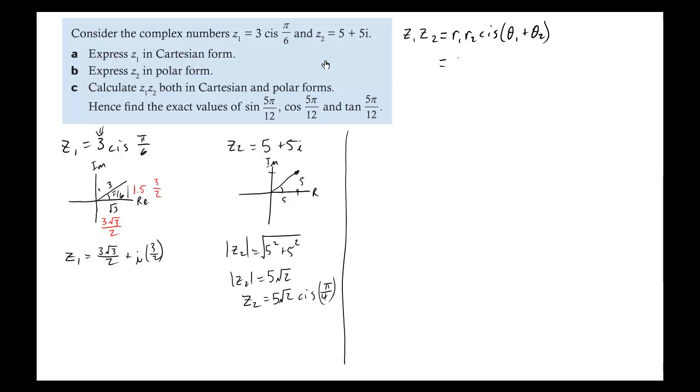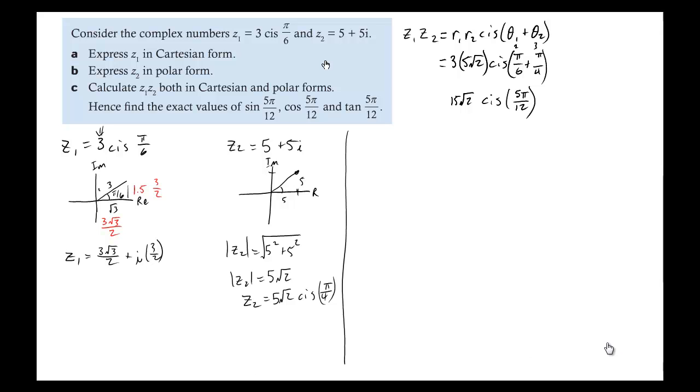So if we go through and do that, looking at the polar coordinates, r1 for z1 was 3, and r2 is the modulus here, 5 root 2, and then cis, where theta 1 was pi over 6 and theta 2 is pi over 4, taken from the arguments. I'm adding the arguments together, and so I end up with 15 root 2 cis, and with a common denominator of 12, that will be 2 pi over 12 plus 3 pi over 12, so 5 pi over 12. And that's essentially my answer.